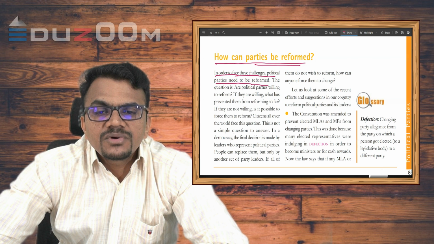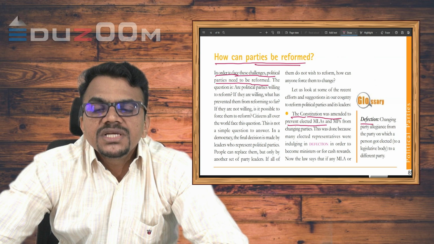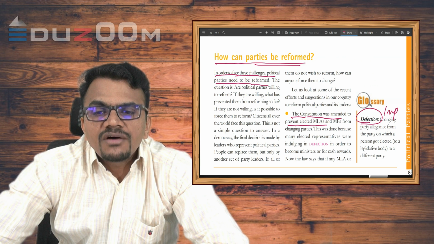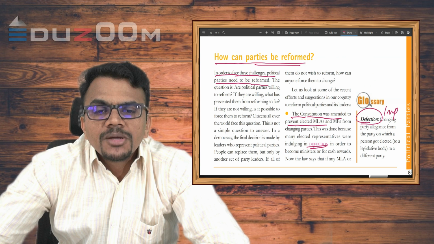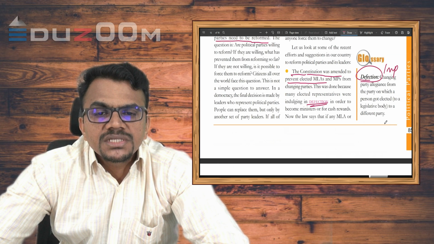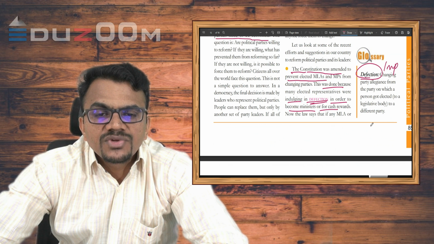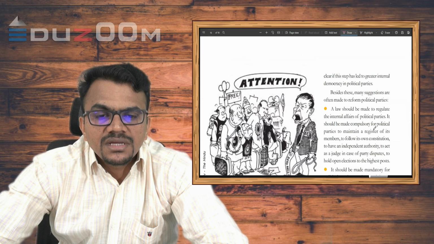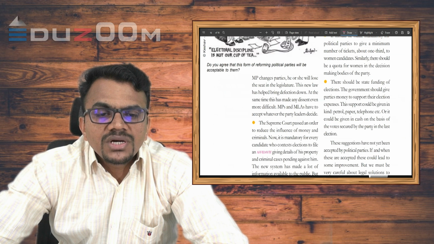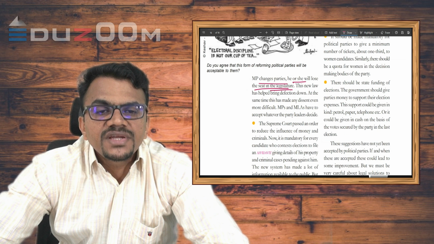So first and foremost, you should write about defection. Defection means changing party after getting elected. It is restricted by the constitutional amendment, and if MLAs or MPs change a political party after the election, then their seat will be declared invalid. So that is one provision, one reform measure, and the other one is affidavit.